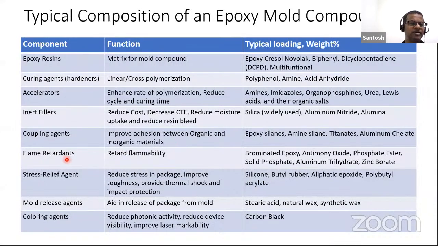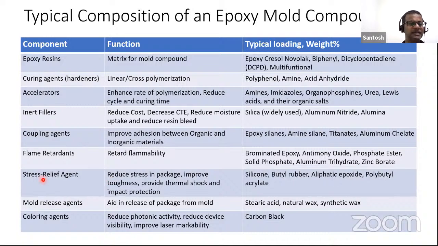Then we have a material called flame retardants. The function of this material is to make sure the final composition does not catch fire easily. Typical materials used here are brominated epoxy materials, antimony oxide, phosphate esters, zinc borate, and aluminum trihydrate. These are typical flame retardants used in epoxy mold compounds.